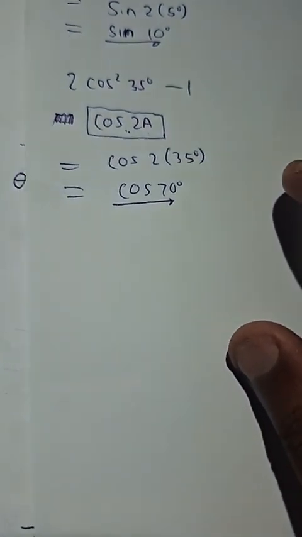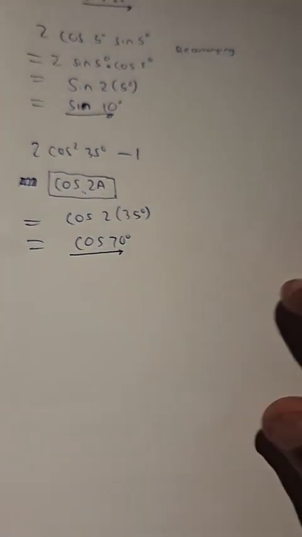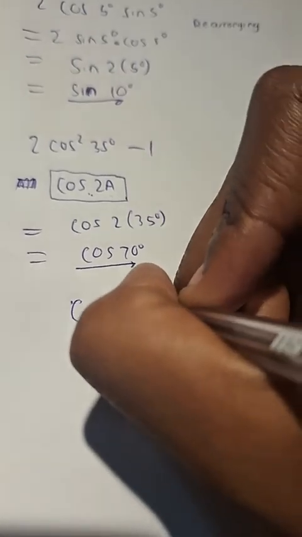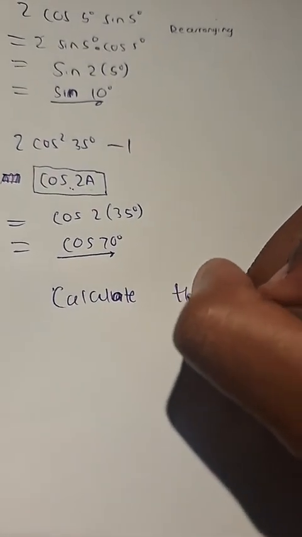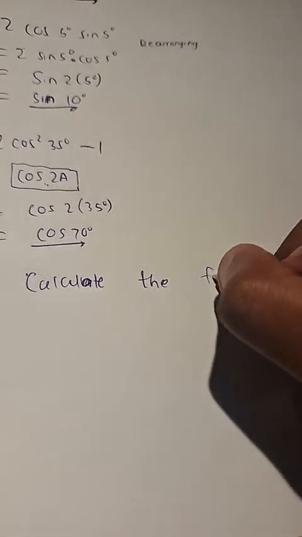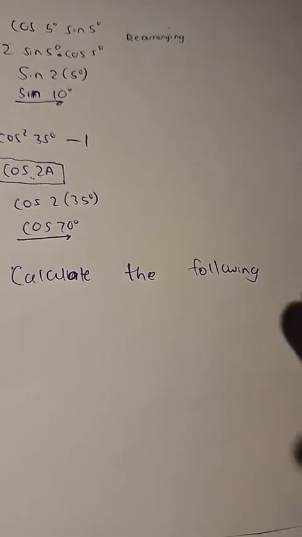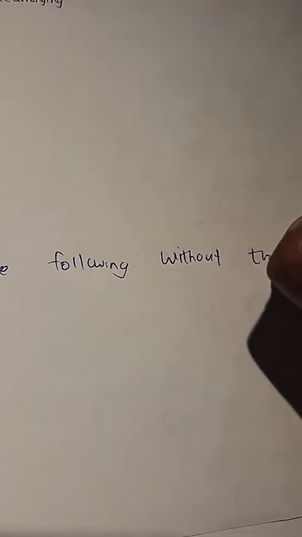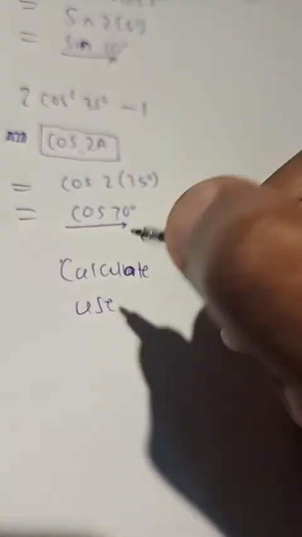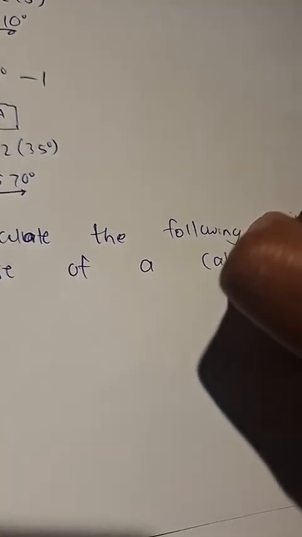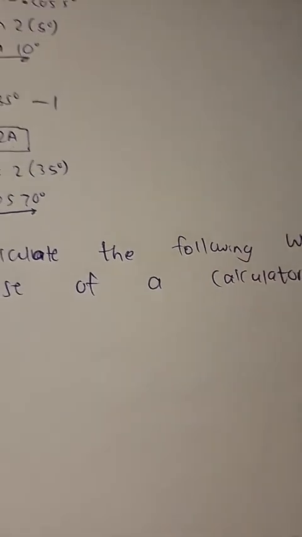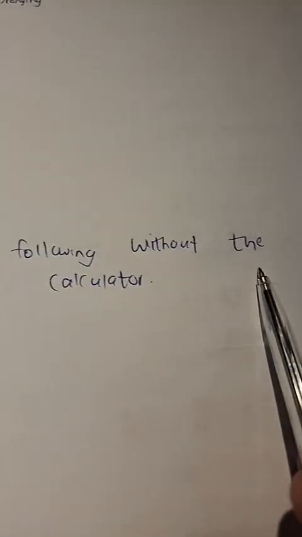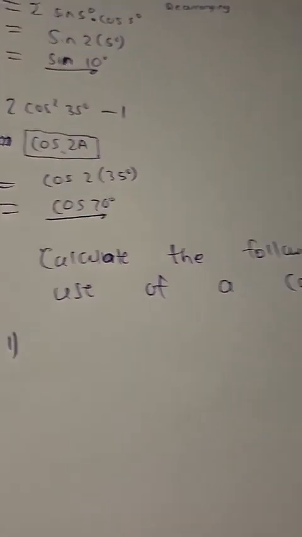Right. Now let's move on to something else. Let's say they asked us to calculate. We're still within the range of double angles. Calculate the following without the use of a calculator. Without the use of a calculator. Okay, so let's go. So we are asked here to calculate the following without the use of a calculator.